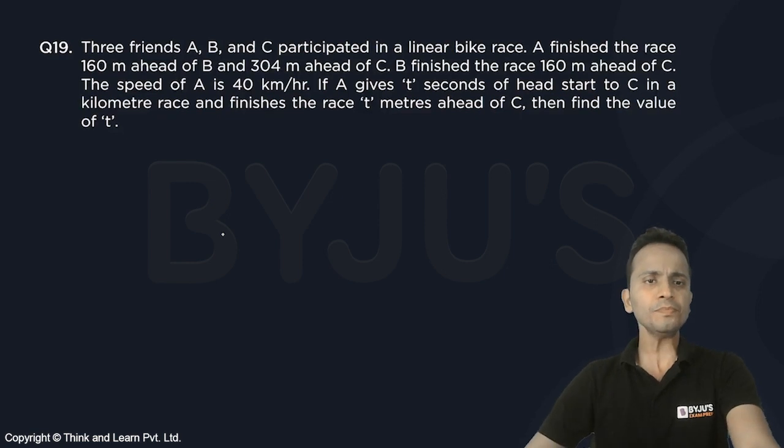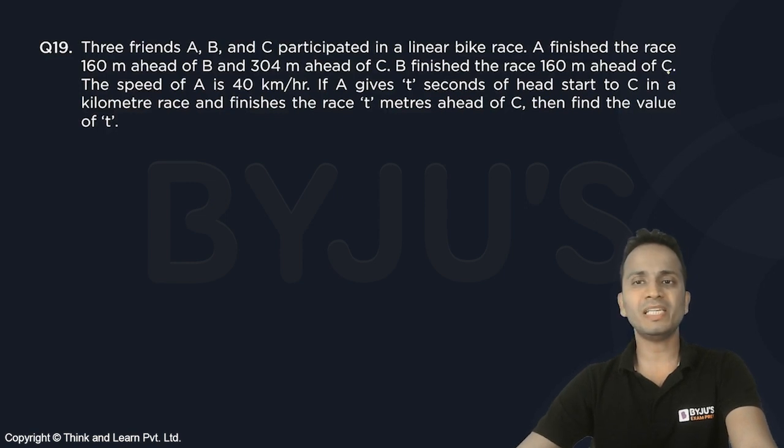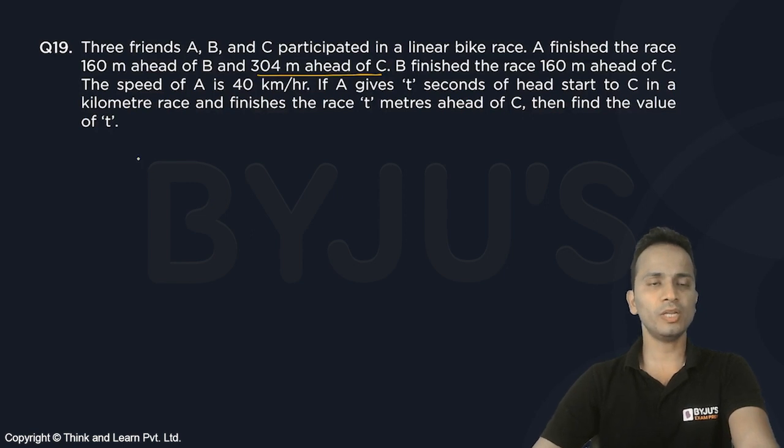All right. So the first element of this question, three friends, A finished the race 160 meters ahead of B. B finishes the race 160 meters ahead of C, and then the third relation is this. So let's use all these three relations between the distance traveled by A, B, and C to find out the ratio of their speeds. So I'll start by assuming that x is the distance of the entire race. So x is the length of the racetrack.